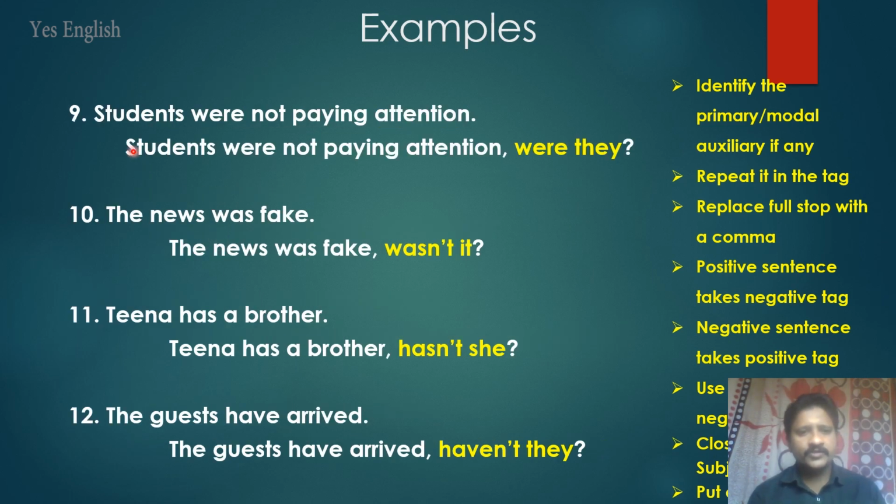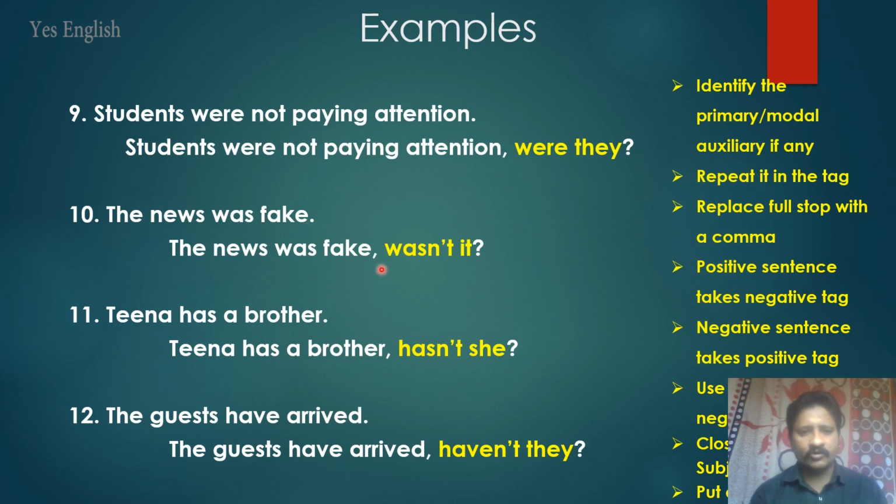Number 9, students were not paying attention. Were is a primary auxiliary verb, which is repeated in the tag. And since a negative expression, were not, is used, the tag is positive. And students has to be replaced with a pronoun, that is they, and the question mark comes at the end. Number 10, the news was fake.